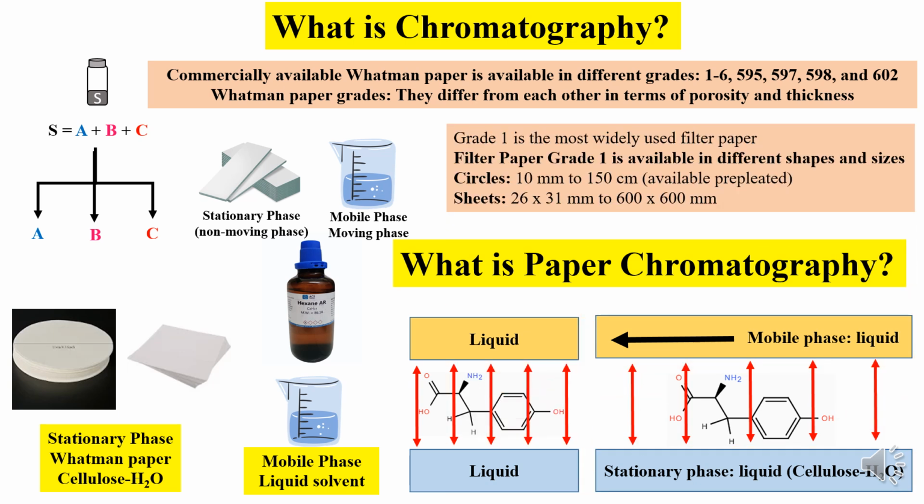Of all the available grades in the market, the grade 1 is the most widely used filter paper. Now grade 1 Whatman paper is available in different shapes and sizes. They are available in the form of circles of suitable dimension and also in the form of sheets.